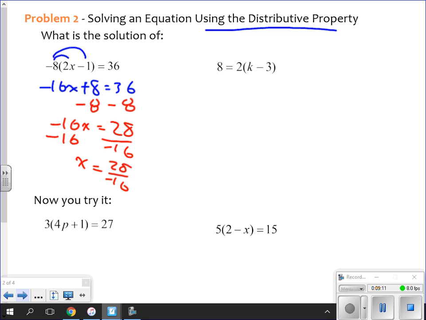Now you simplify. Both of them are divisible by 4. Divide them both by 4. x equals -7 over 4. Not a problem to get a fraction for your final answer. Not a big deal at all. Okay.